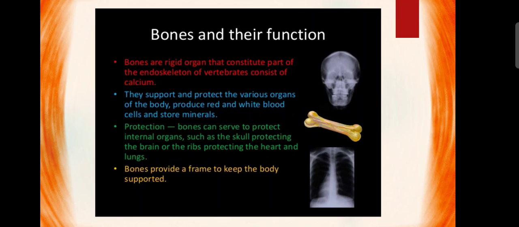Children, bones are rigid organs that constitute part of the endoskeleton of vertebrates and consist of calcium. Do you know what the endoskeleton is? The internal skeleton structure is called the endoskeleton. So bone is responsible for this part. Bones support and protect the various organs of the body, and they produce red and white blood cells and store minerals also.